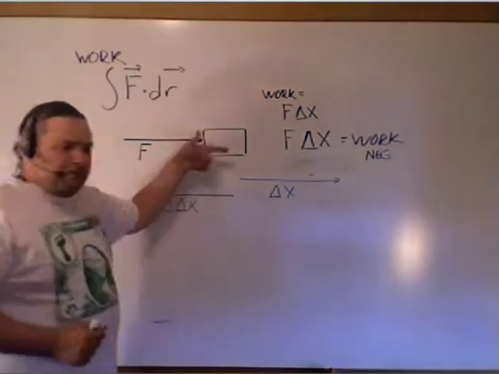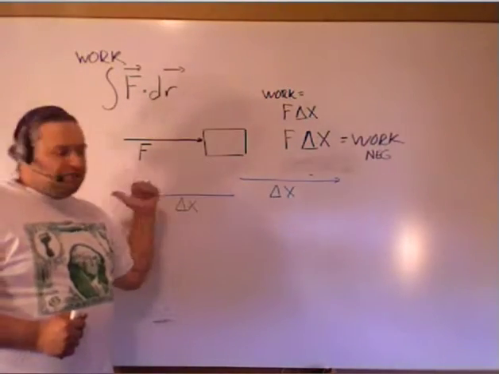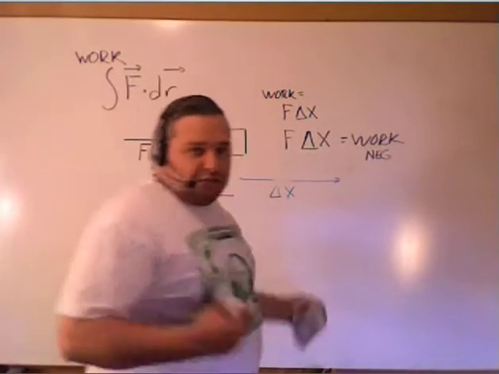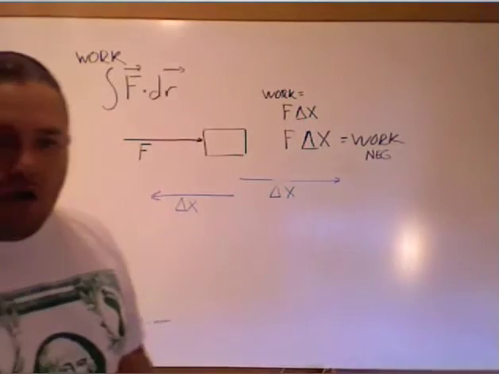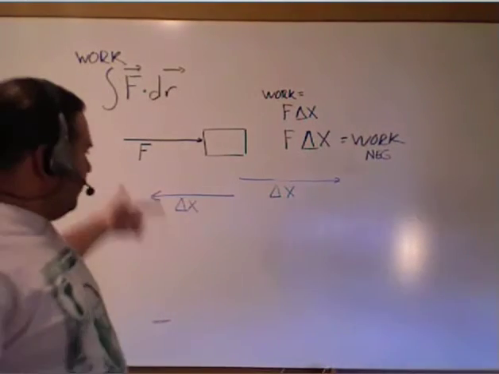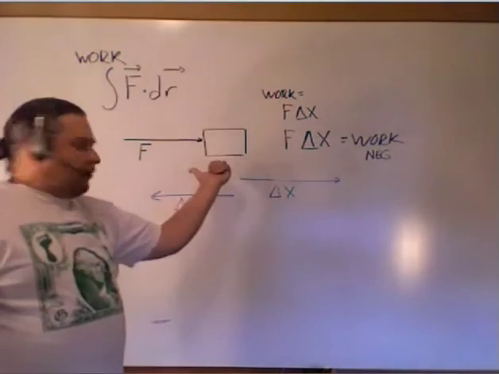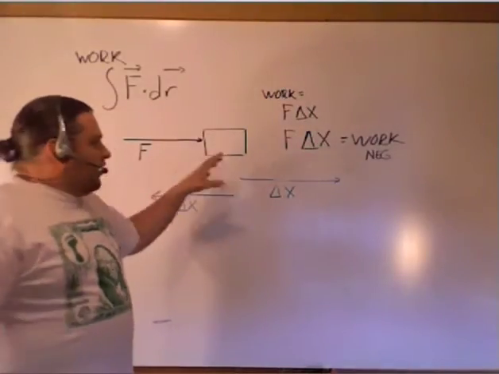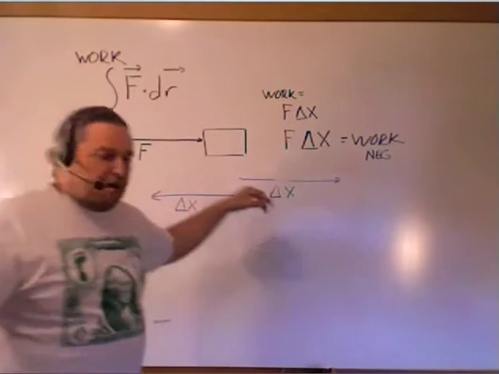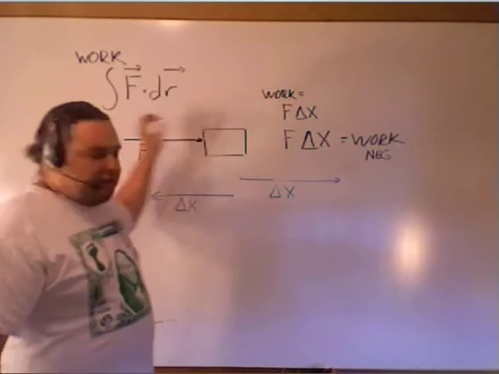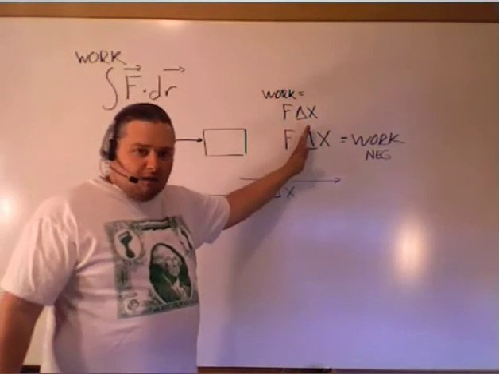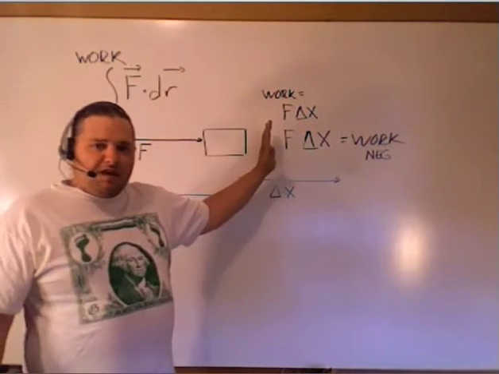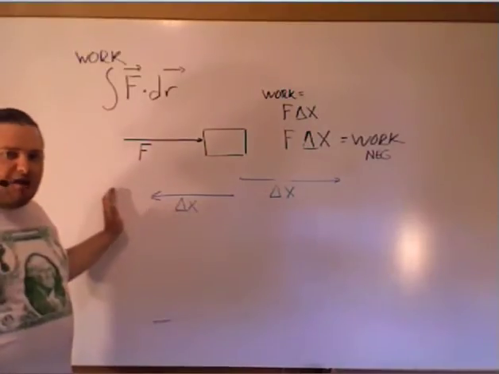If I apply a force in this direction and the object is still traveling in this direction, would I be attempting to speed the car up? Would I be attempting to slow the car down? If I applied a force this way and the car continues to move this way, I'm slowing the car down. So that's where this idea of negative work is coming from. Am I moving the object any faster in this direction? No, I am not. I'm attempting to slow the car down.